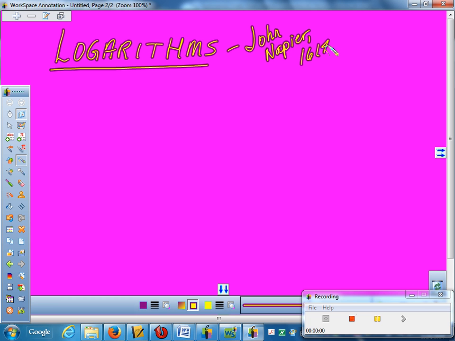a guy by the name of John Napier in 1614 created the theory of logarithms, proved it all to be true. But he wasn't even a mathematician. He was a science guy. He was actually an astronomer. He was trying to measure distances to planets and how far stars are apart and all that stuff.